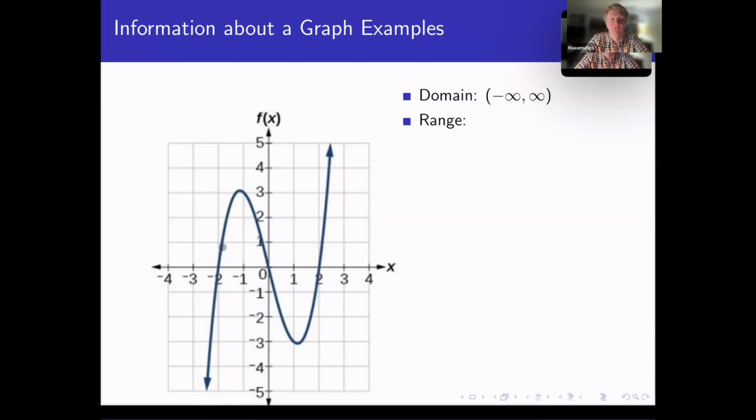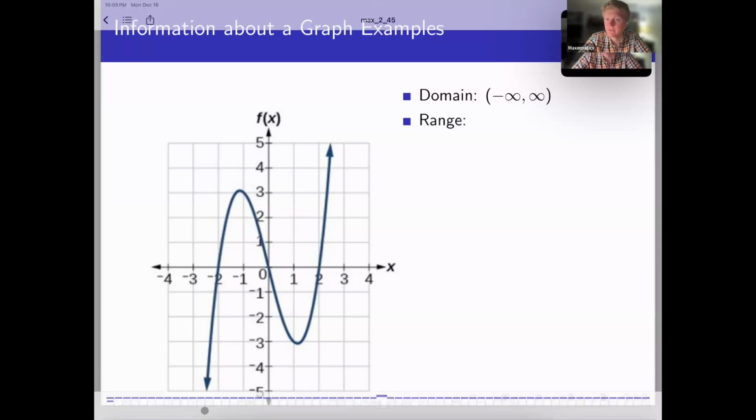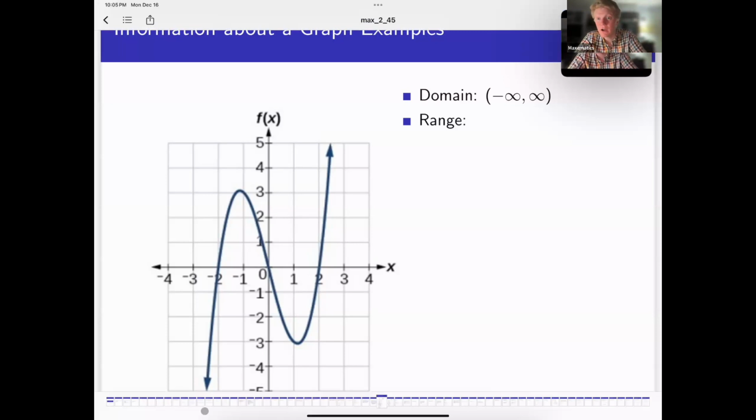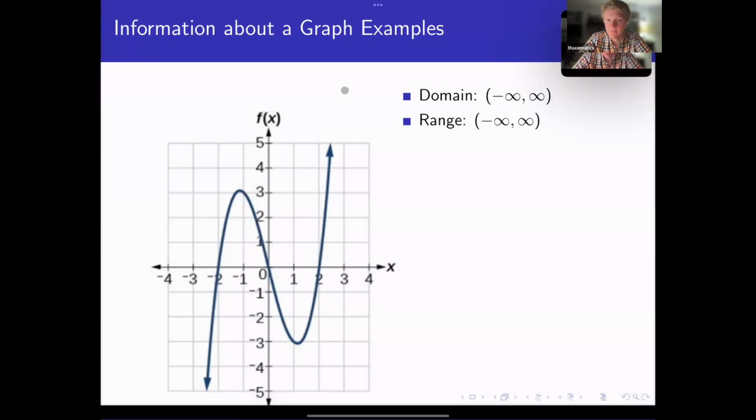All right, how far down does this graph go? Oh, well, it's a little clearer that this goes all the way down to negative infinity. But how far up does it go? It goes up, and it comes back down, and it goes back up, and it goes up forever. So that's also negative infinity to infinity.